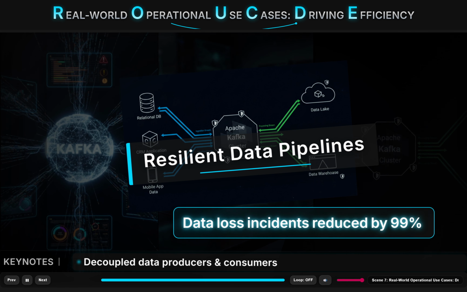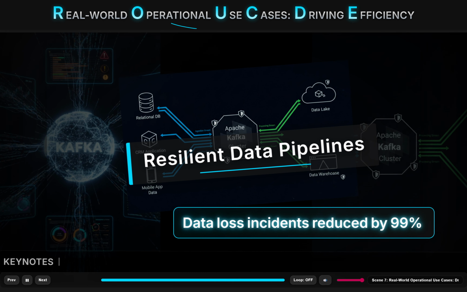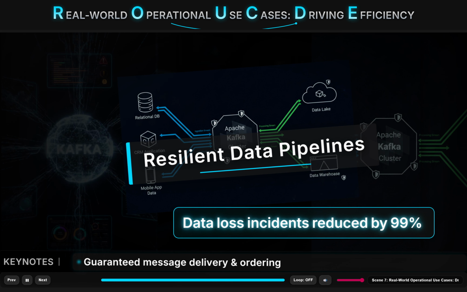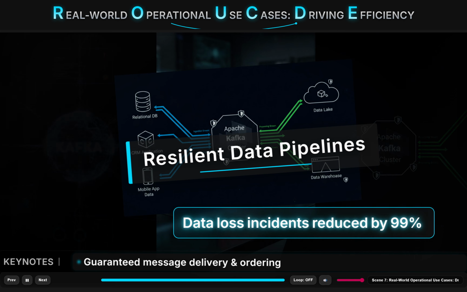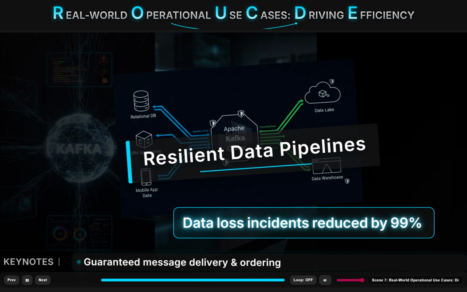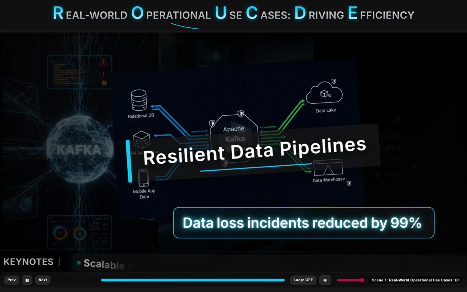Implementing these solutions isn't without its considerations, though. While Kafka offers incredible power, mastering it requires navigating its unique landscape. Next up, we'll dive into some common pitfalls and how to mitigate them effectively.